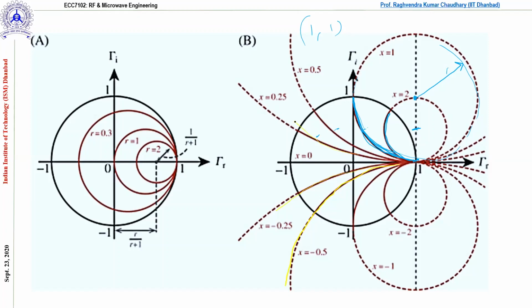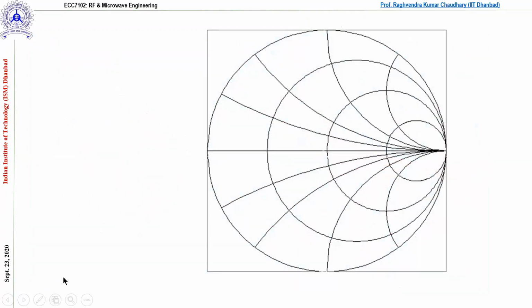And finally, when you merge the R circle and the X circle, you have a bit different picture. So this is actually the Smith chart. We have both the circles: this is the R circle and this is the X circle. I hope this is clear. This is the construction of the Smith chart.